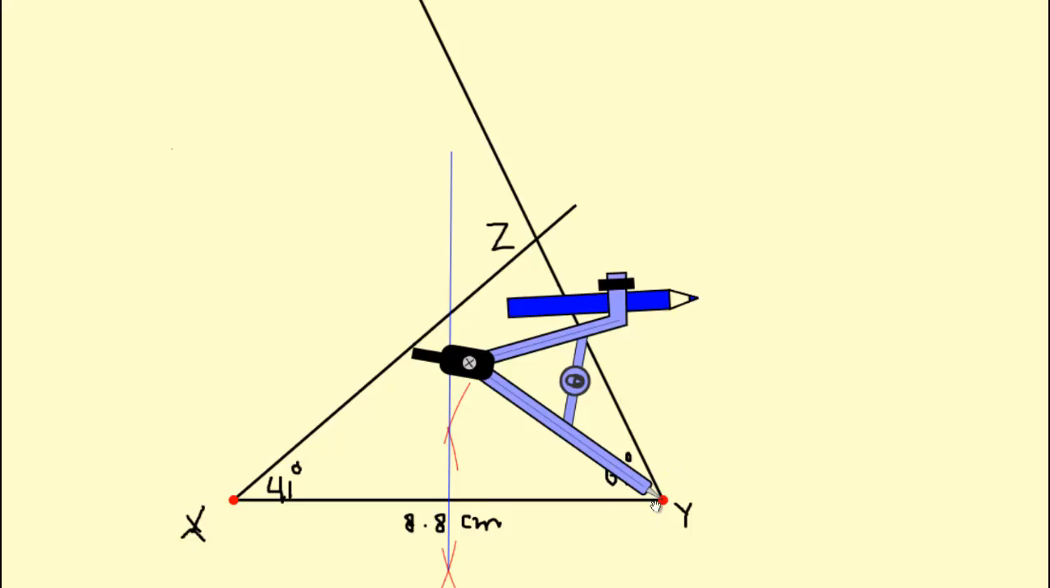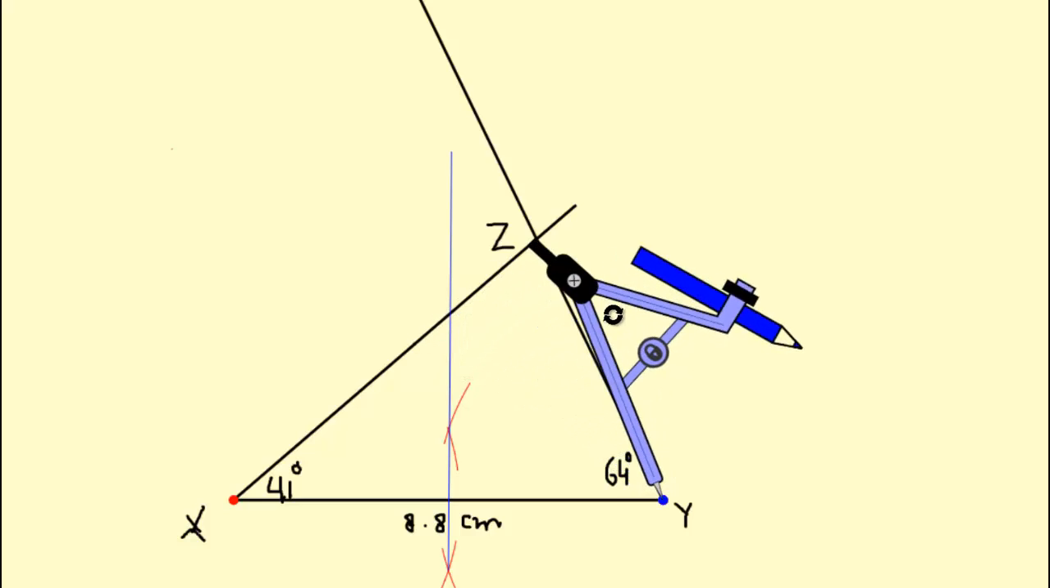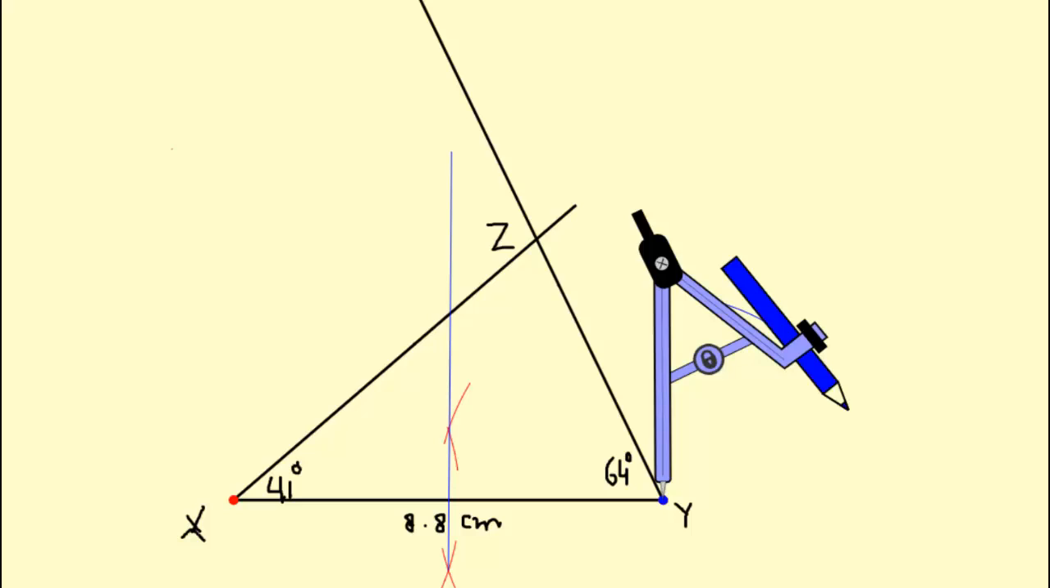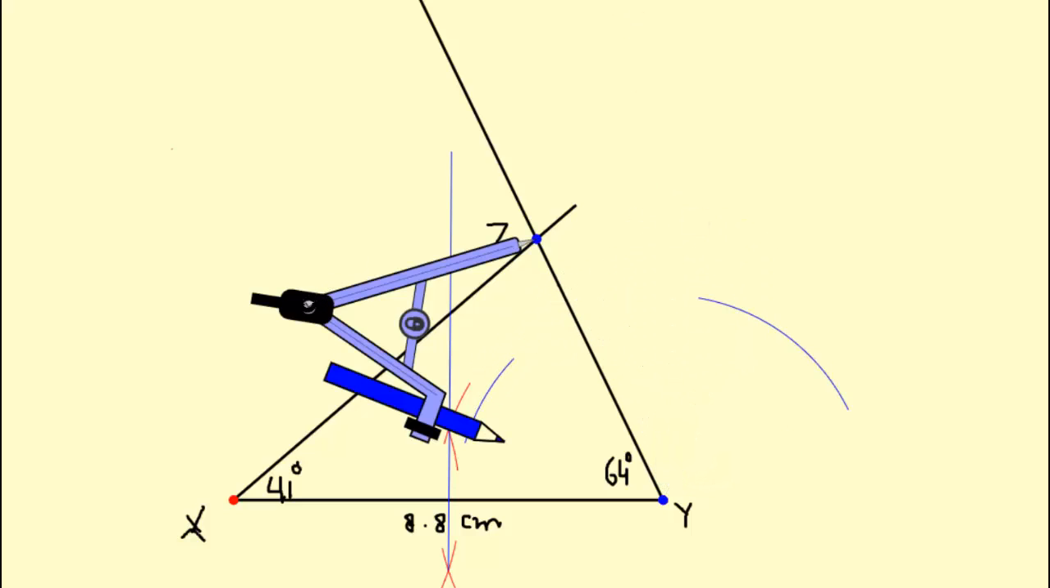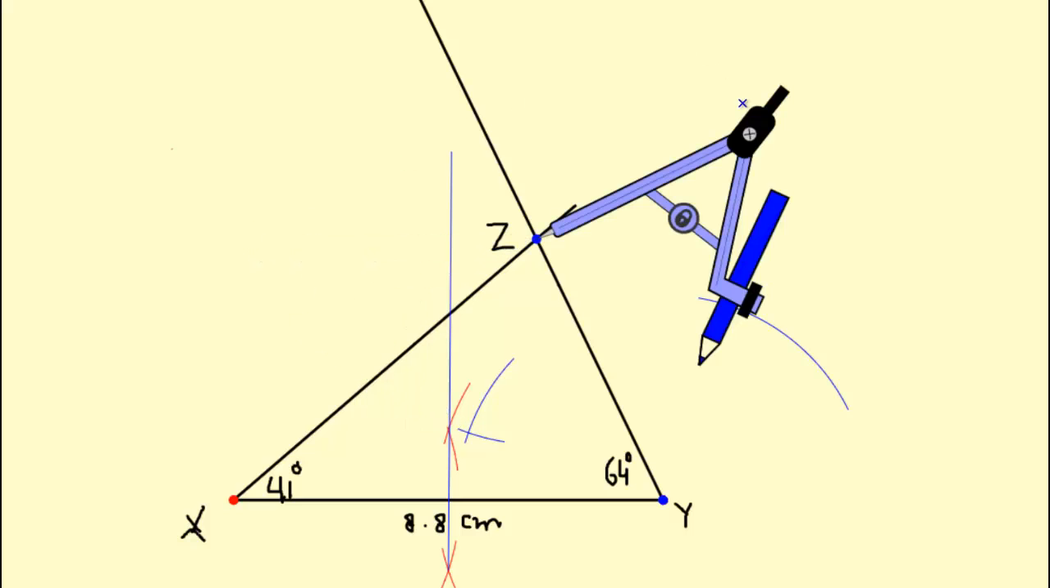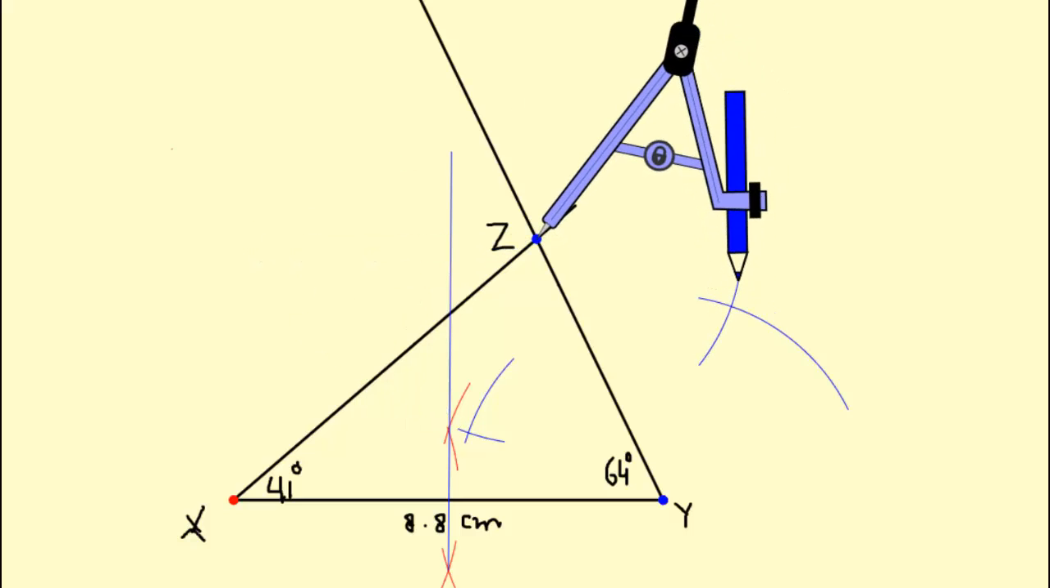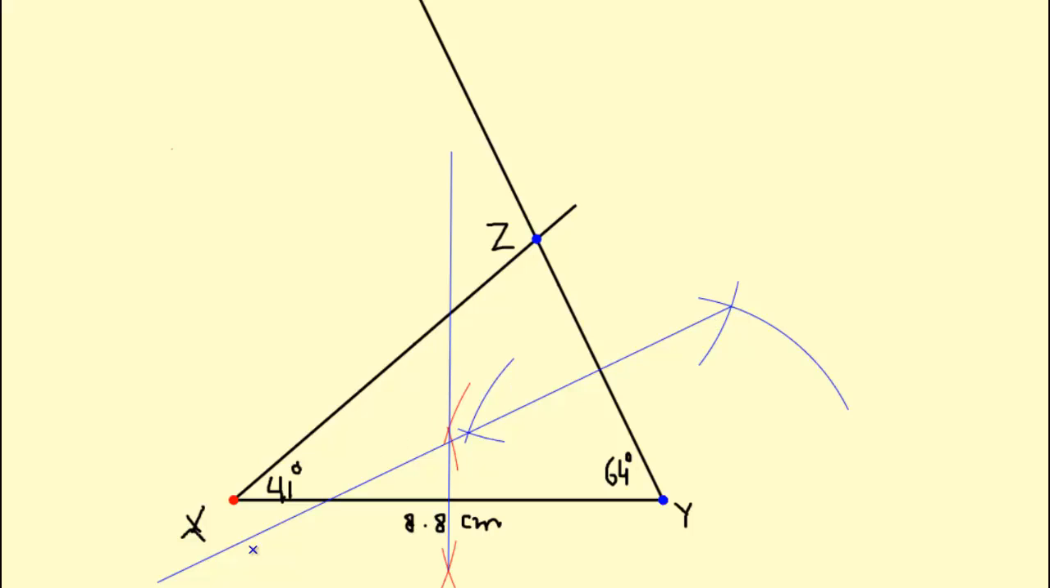So now I will draw the perpendicular bisector of line YZ. Just open the compass more than half of this line YZ and mark a curve here, a second curve here. So this second straight line is the perpendicular bisector of line YZ. These two perpendicular bisectors, one this and the second one this, they intersect at this point.